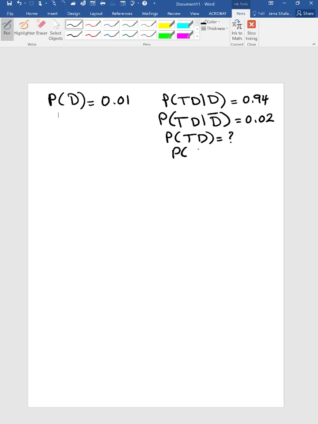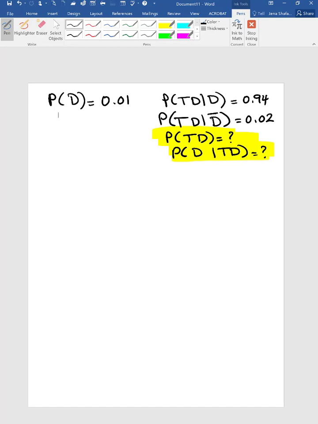Now we want to find out what is the probability that the test shows a defective item, and what is the probability that, given that the test shows the item is defective, the item is actually defective. So these two are the two questions that we would like to answer.